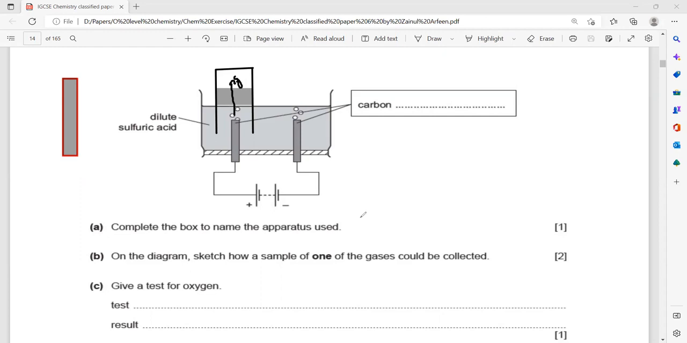We fill the test tube completely with the electrolyte and invert it on the electrode. When this is inverted, some of the electrolyte will run out from the test tube and the gas will occupy the space. How much space is occupied here? That is the volume of the gas collected. Oxygen supports burning, so if we have a glowing splint, it will relight.